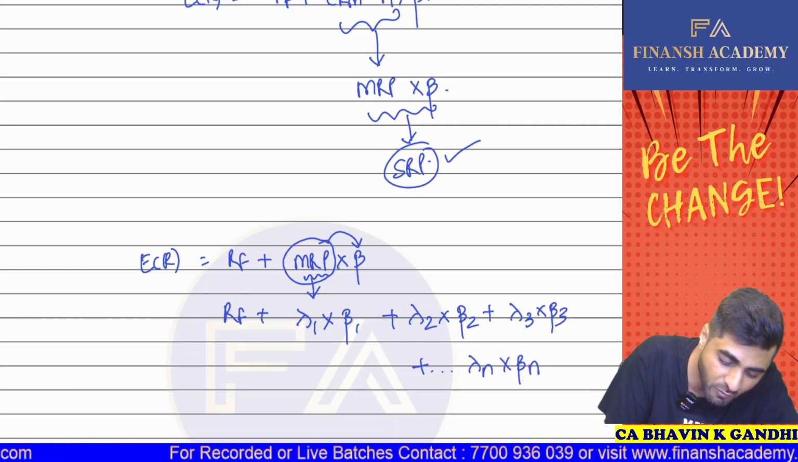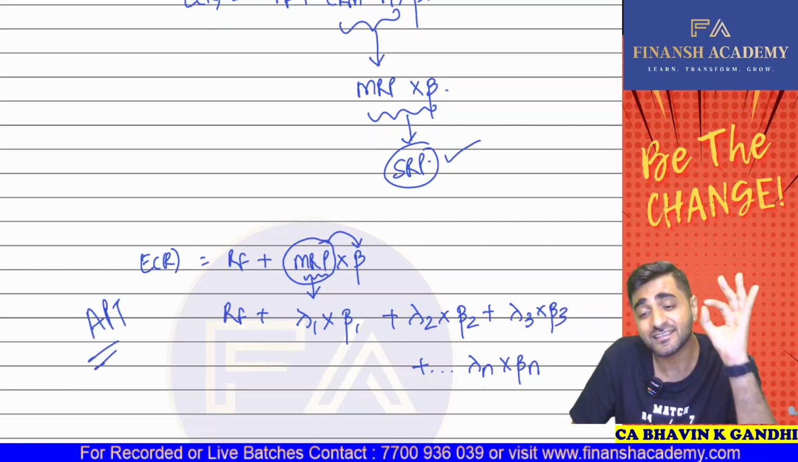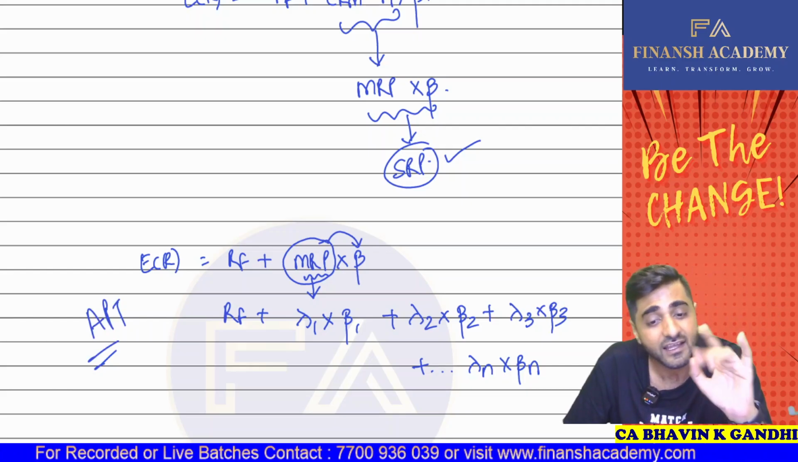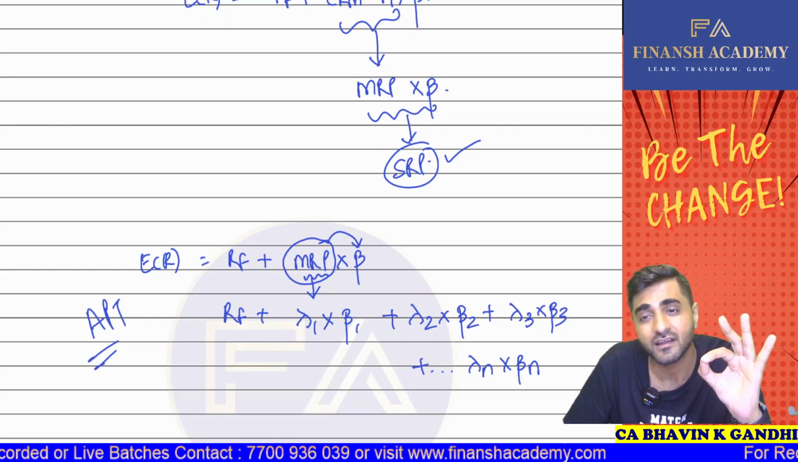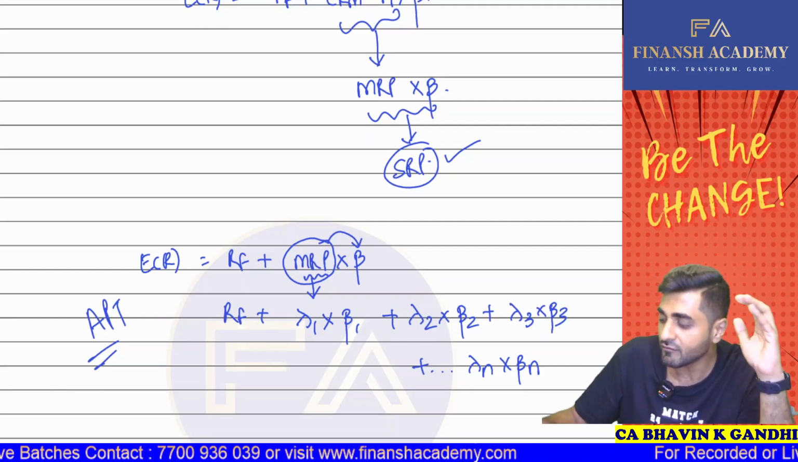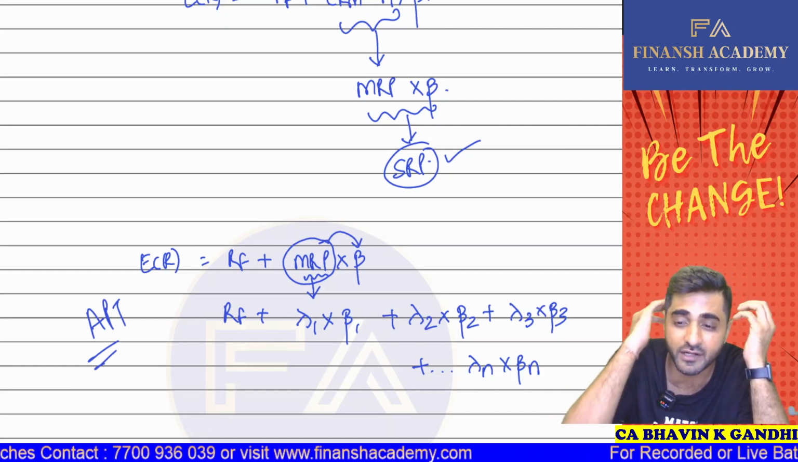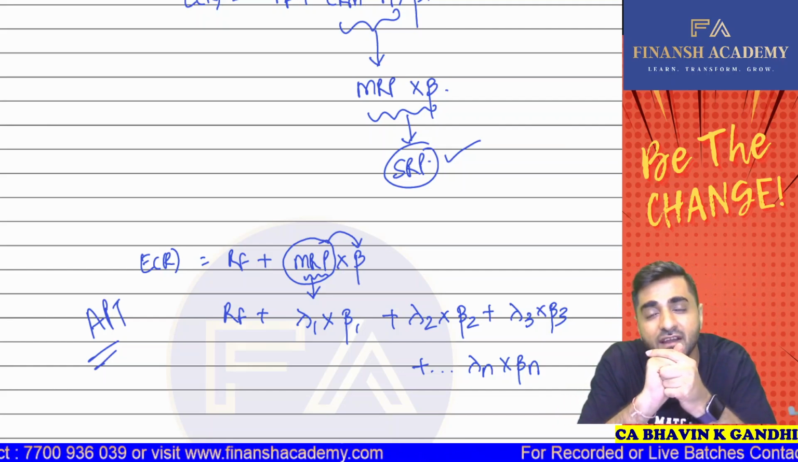Because this particular model of APT is based on the concept that a security's return is not based on one particular factor. It is based on multiple factors. So when we are expecting the return from a security, it is not based on one single factor. It is based on multiple factors.